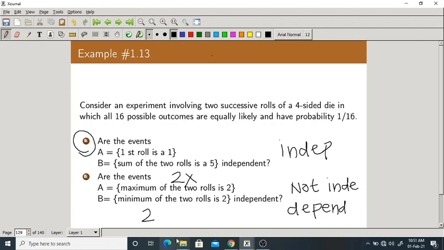Correct? Suppose the minimum is 2. Let us take the 3, 2 example. What is the minimum? 2. But it will not be present in the event A, because what is the maximum here? Maximum is 3. Okay. If the minimum is 2, the maximum cannot be 2. That's why they have an effect on each other. They are not independent, they are dependent.